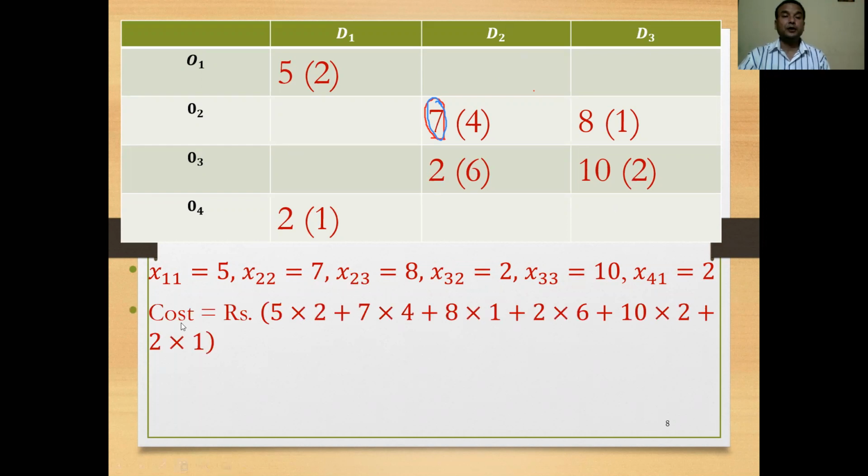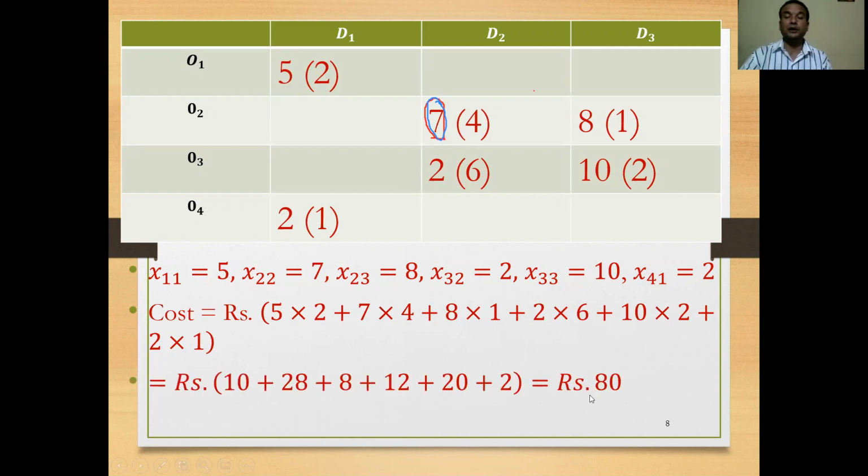We get the cost. Transportation cost is what? As in the last class we discussed, this cost is the number of items supplied into the transportation cost. 5 is the number of items supplied to this cell, and 2 is the transportation cost per item. Therefore total cost will be 5 into 2. Here total cost will be 7 into 4. Here 8 into 1. So all are added here. After adding these things, we have got total cost is rupees 80.